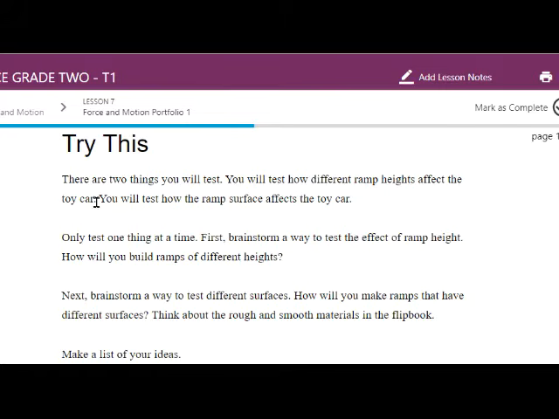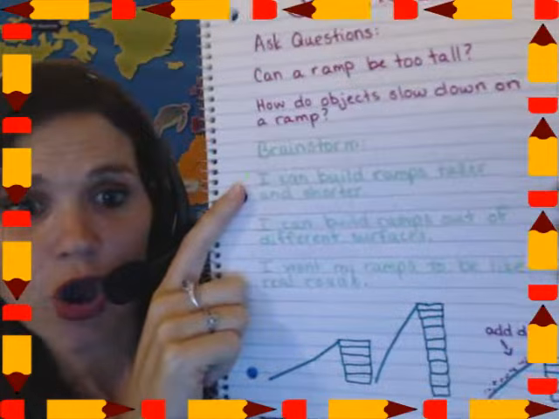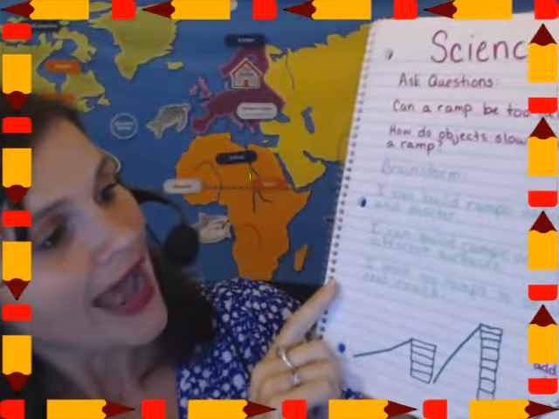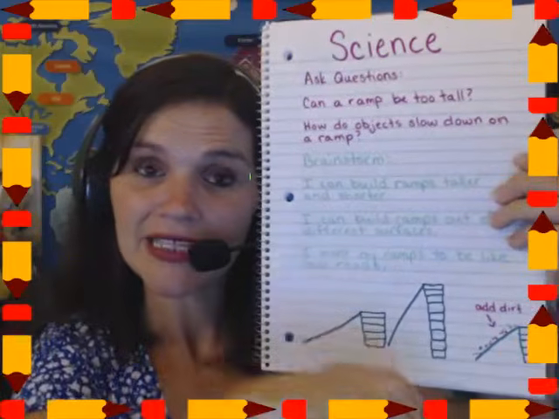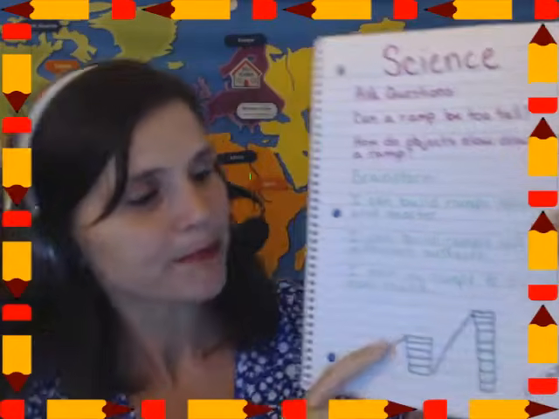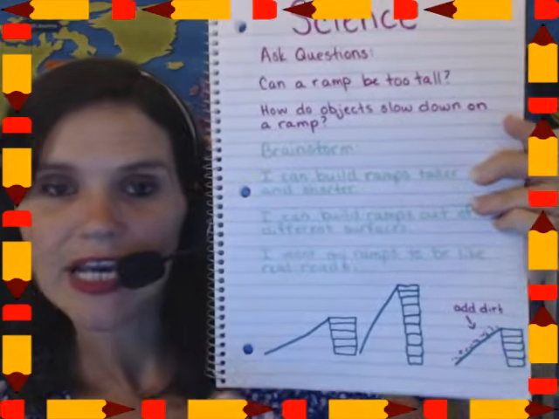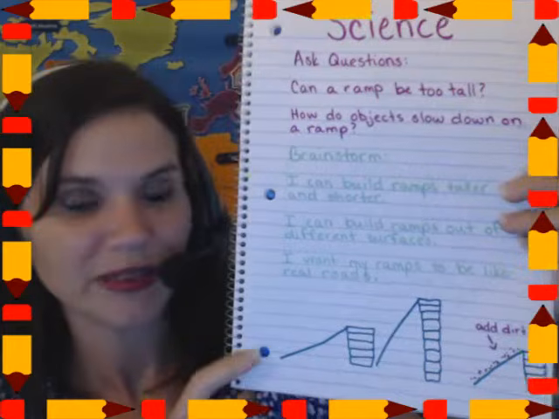All right, so let me go ahead and show you what I have for my brainstorming. I wrote, I can build ramps taller and shorter so I can change the height. I can build ramps out of different surfaces, so different materials that make the exterior or the top part different. And I want my ramps to be like real roads. So when I test them with that toy car, I want to make it similar to what a real car would really be driving on.